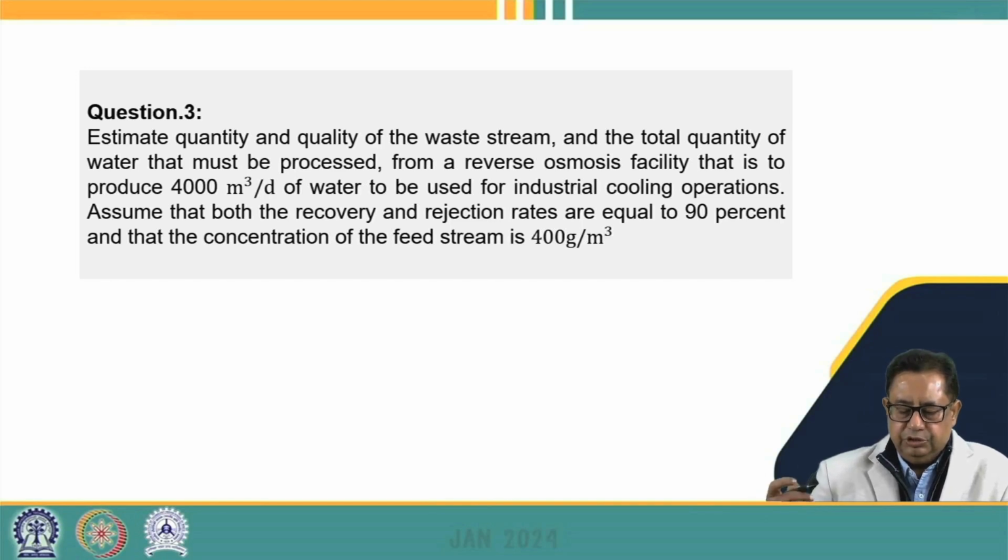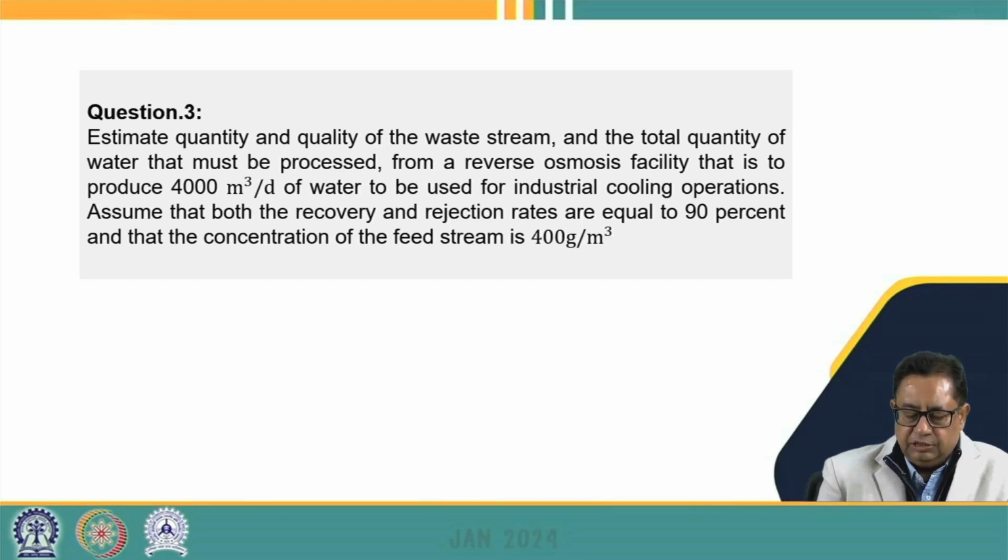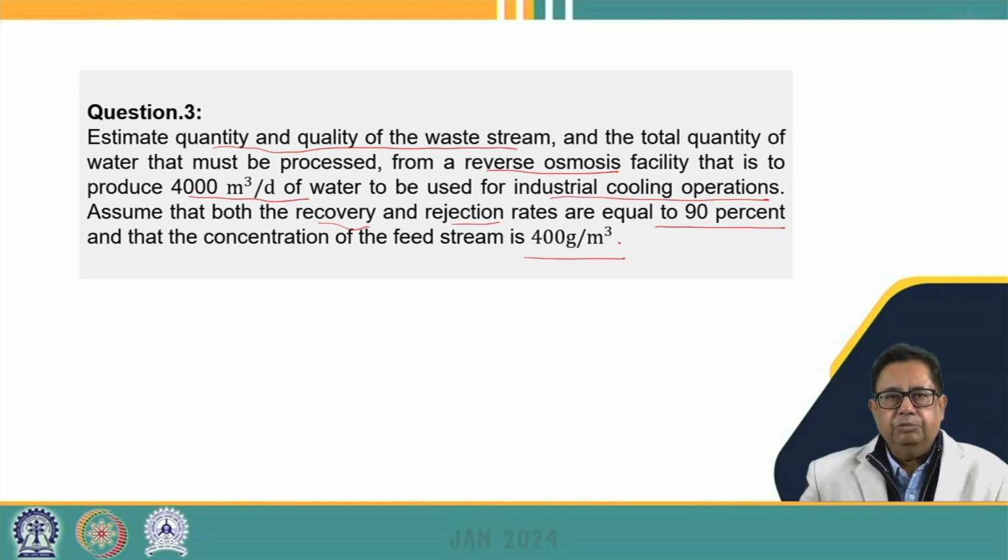Then another question that comes here is the estimation of quantity and quality of the waste stream, that is, the total quantity of water that must be processed by using an RO process. So it produces around 4,000 cubic meter per day of water for industrial cooling operations, and we assume here that the recovery and rejection rates are equal to 90%, and the concentration of the feed stream is around 400 grams per cubic meter. So we have to calculate the quantity and quality of the waste stream.